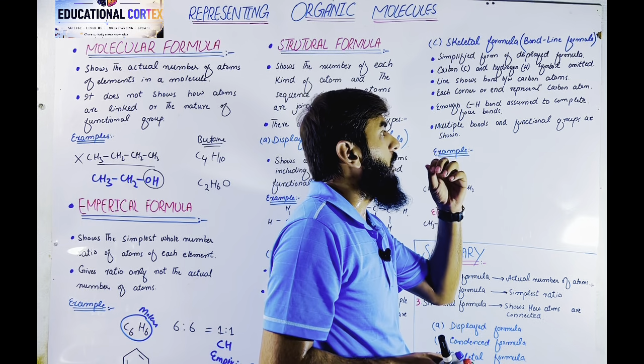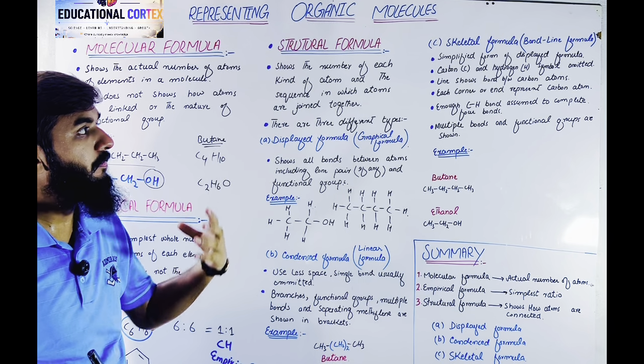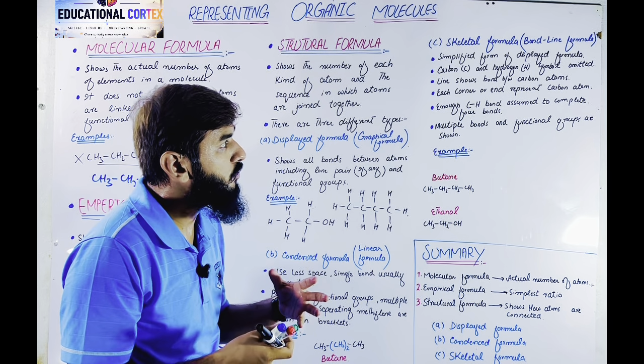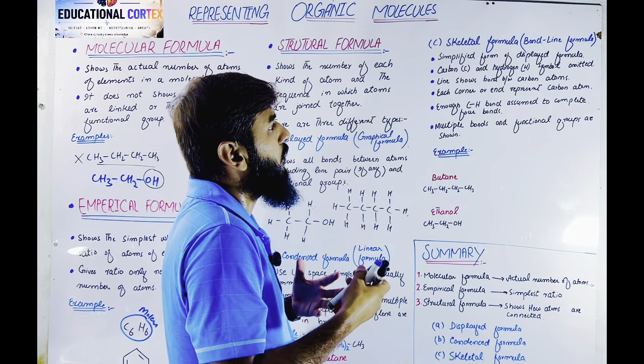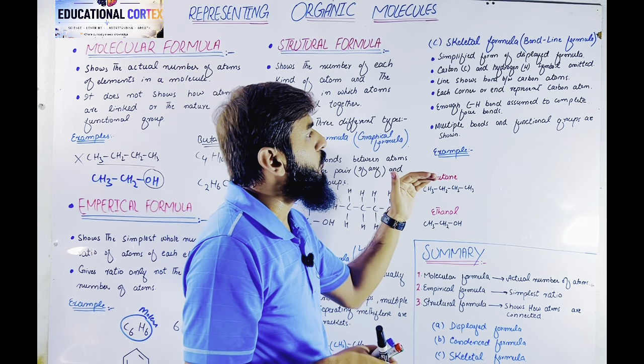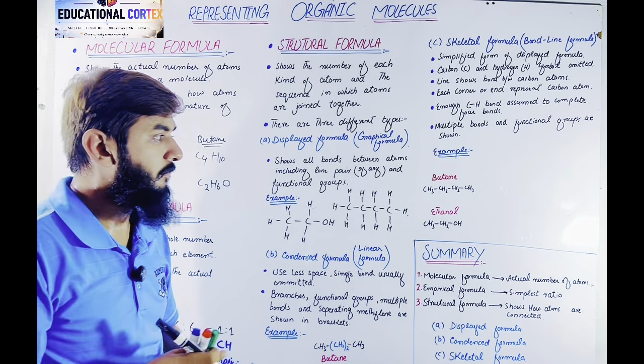Last one is skeletal formula, which is also called bond line formula. It is basically a simplified form of displayed formula. Carbon and hydrogen symbols are omitted, and lines show bonds between the carbon atoms. Each corner or end represents a carbon atom. Enough carbon-hydrogen bonds are assumed to complete 4 bonds. What does it mean? Let's take an example, then you will understand better.